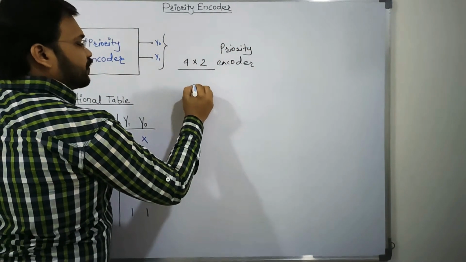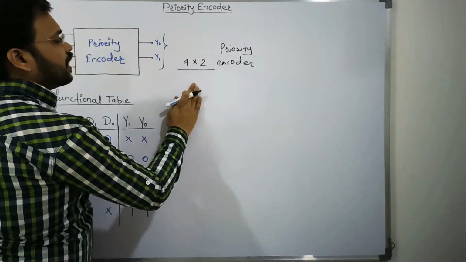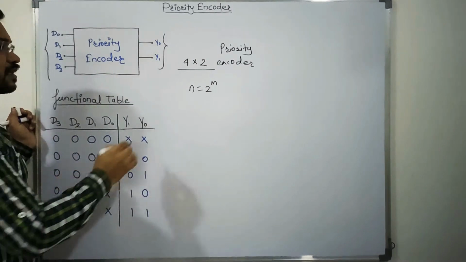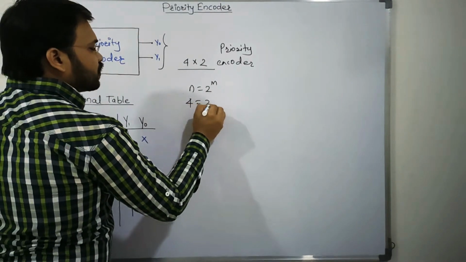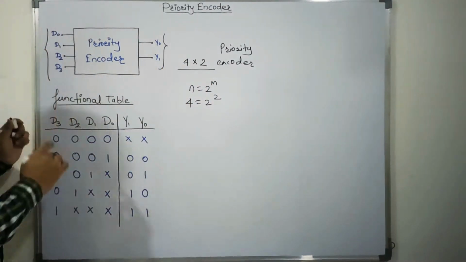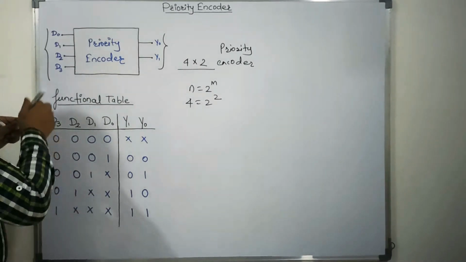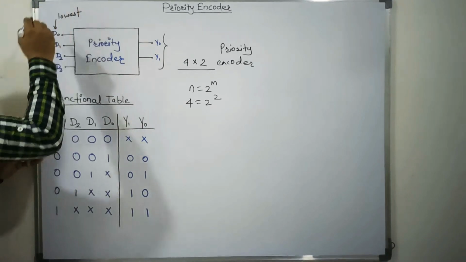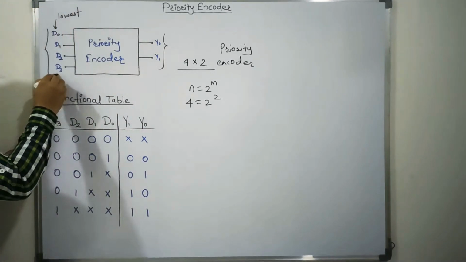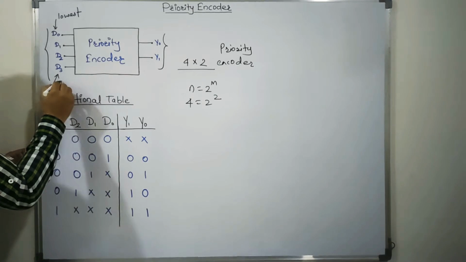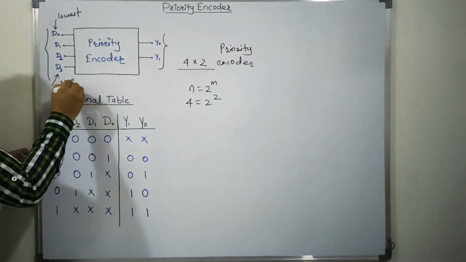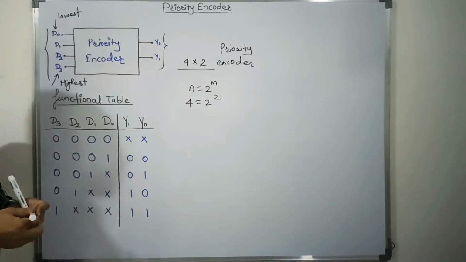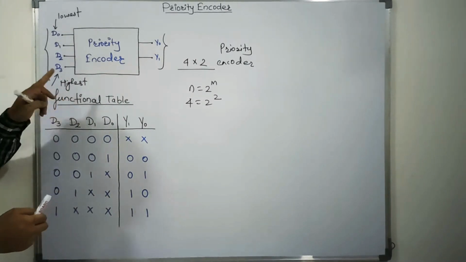And how can we decide the number of outputs? Again by using the formula n equals 2 raised to the power m. Here 4 equals 2 raised to the power 2, and using this relation we can find it out. Here D0 has the lowest priority, and D3 has the highest priority.